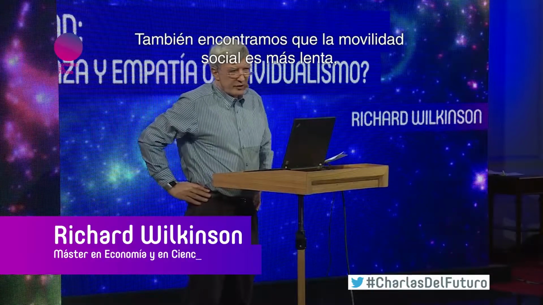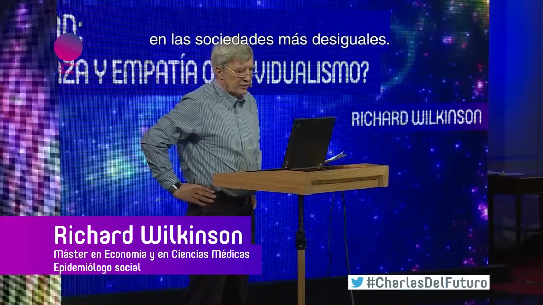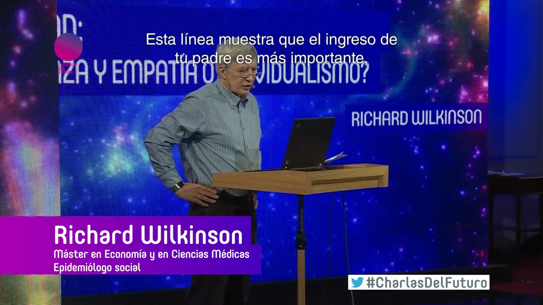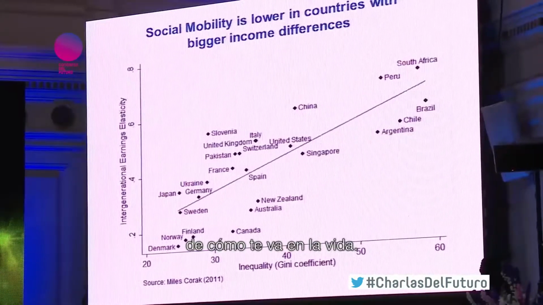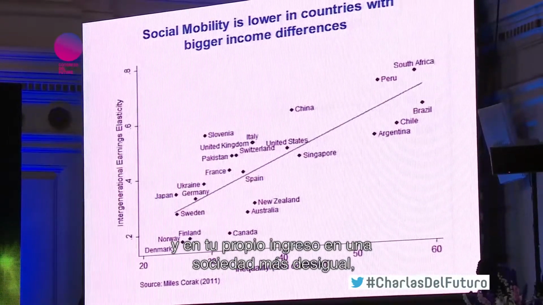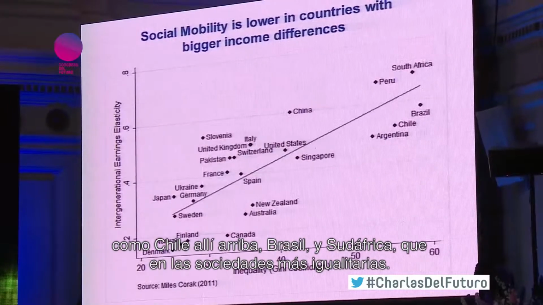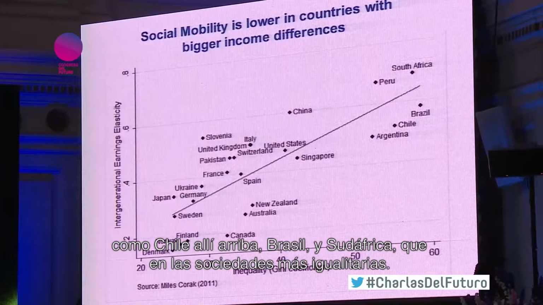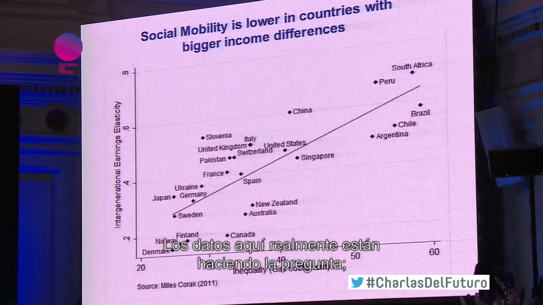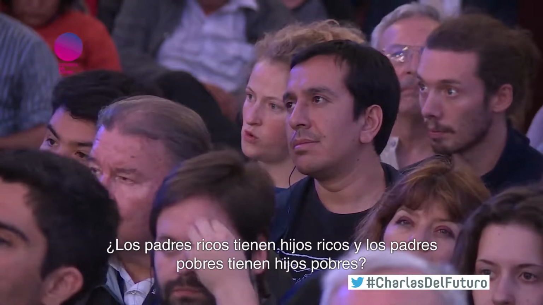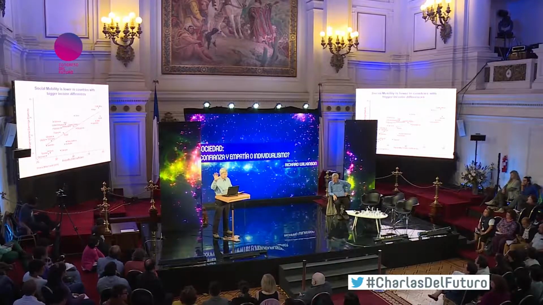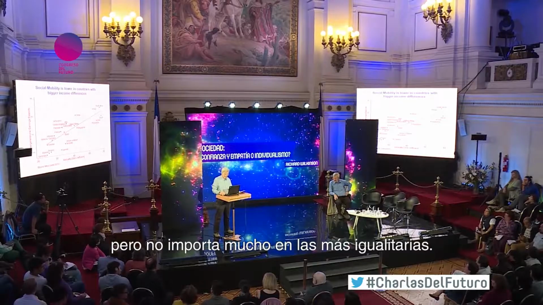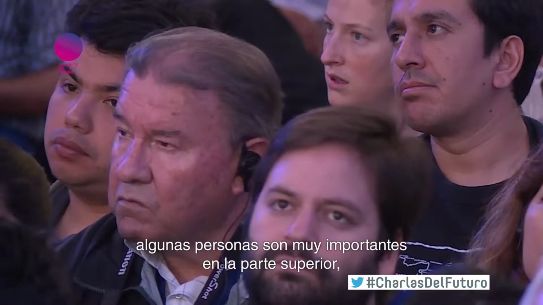We also find that social mobility is slower in more unequal societies. This line shows that your father's income is more important as a determinant of how you do in your lifetime and your income in a more unequal society like Chile up there and Brazil, South Africa, than it is in the more equal societies. The data here is really asking the question, do rich fathers have rich sons and poor fathers have poor sons? Or doesn't father's income matter very much? And the answer is it matters very much in the most unequal societies, but it doesn't matter very much in the more equal ones.